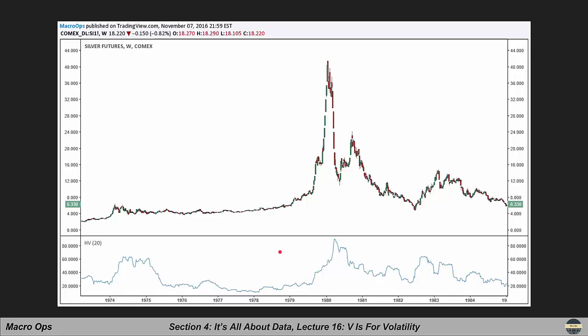So in this silver futures graph, we have the HV, the historical volatility graph below. And this huge move to the upside was accompanied by a huge blow-off top in the volatility, and that signals that the move is about to end and we're going to have to return to a lower volatility state.